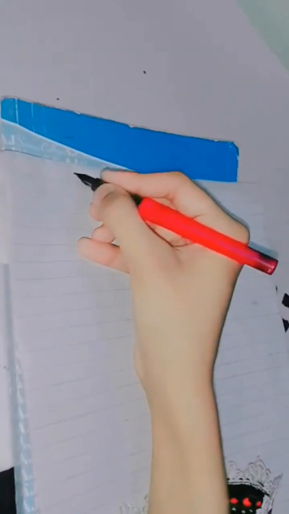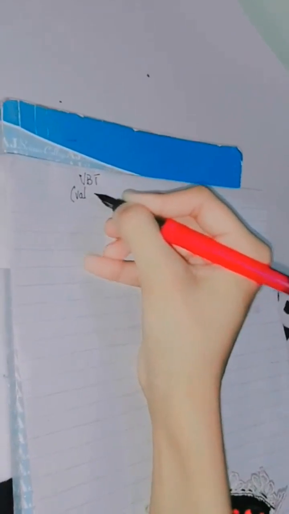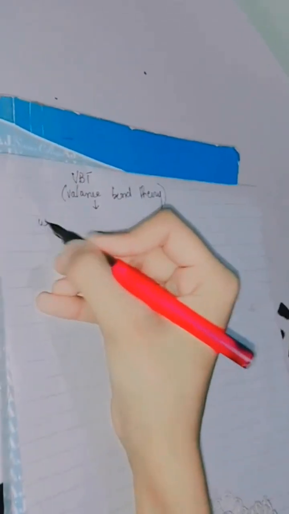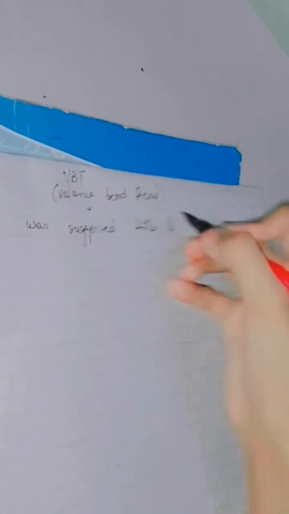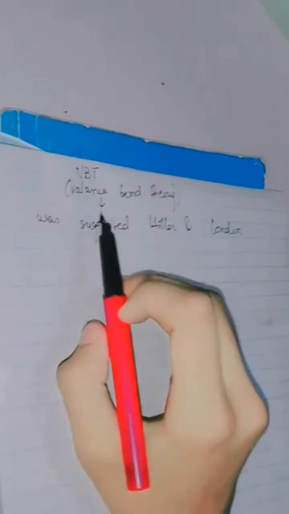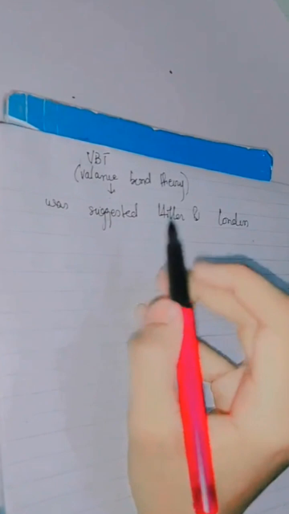Today we are going to discuss VBT, and the full form is valence bond theory. Basically, valence bond theory was first suggested by the two scientists Heitler and London. These two were the scientists that suggested this theory, that is valence bond theory.